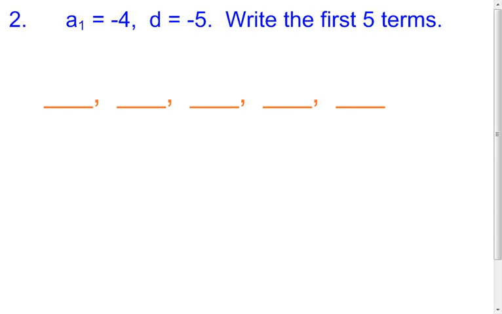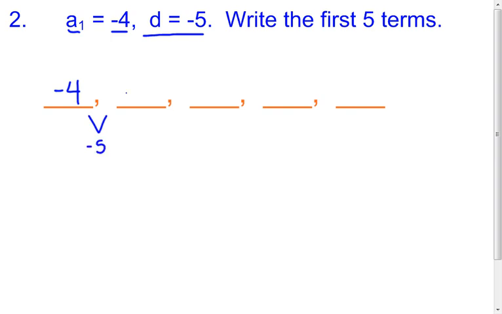All right, so here's an example. I've given you the first term and the common difference, and you are going to figure out the next 5 terms, or the first 5 terms. Okay, so A1 tells you that the first term is negative 4. My common difference is negative 5, so basically that means I'm going to subtract 5 every time.